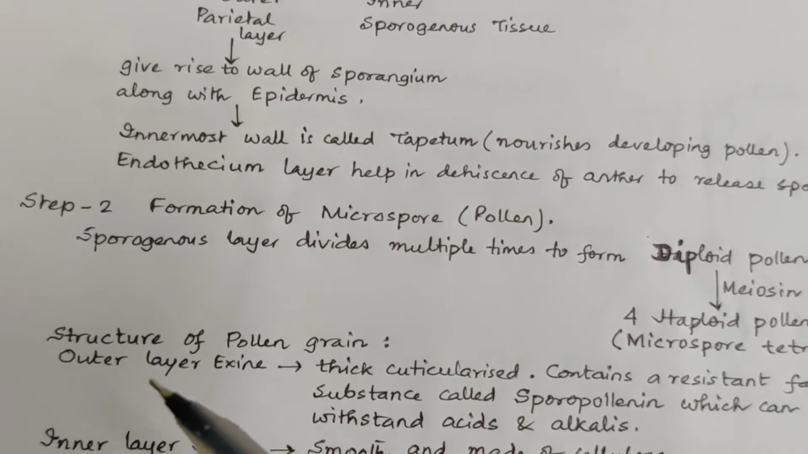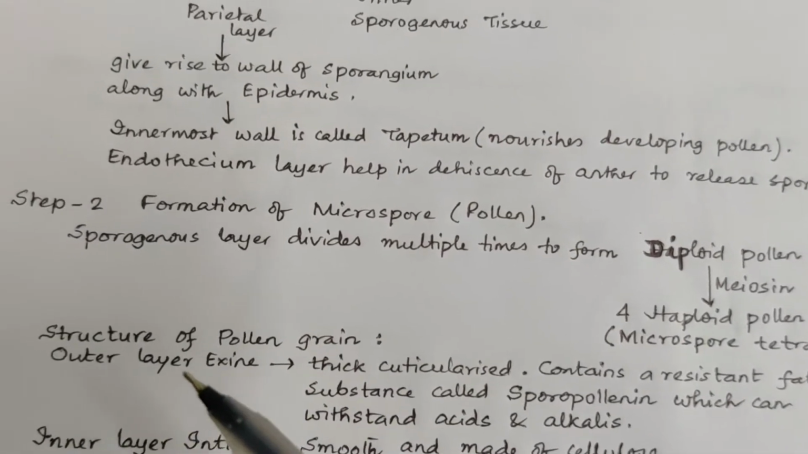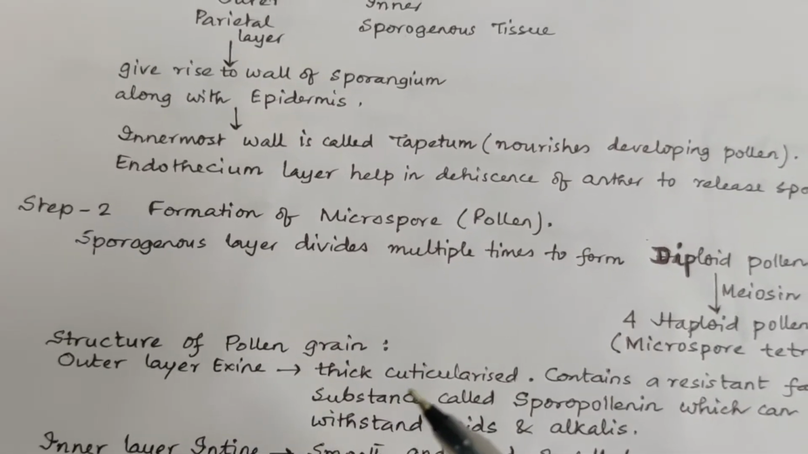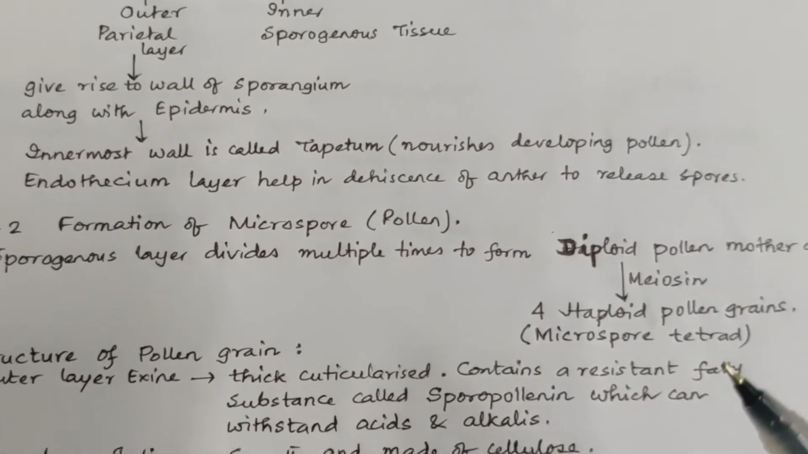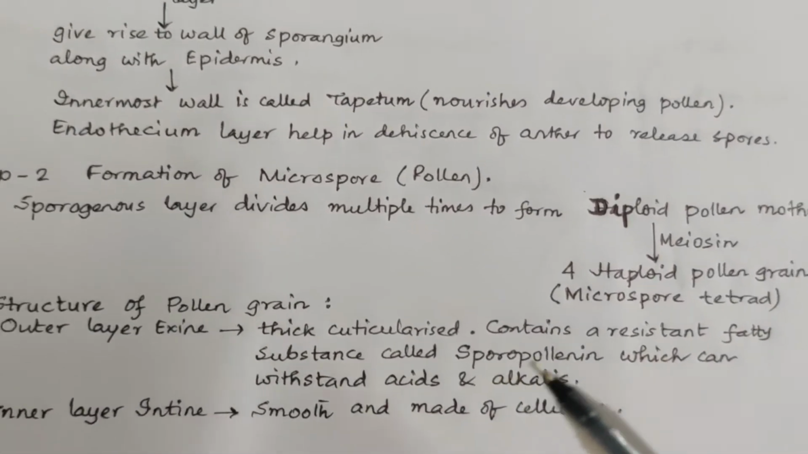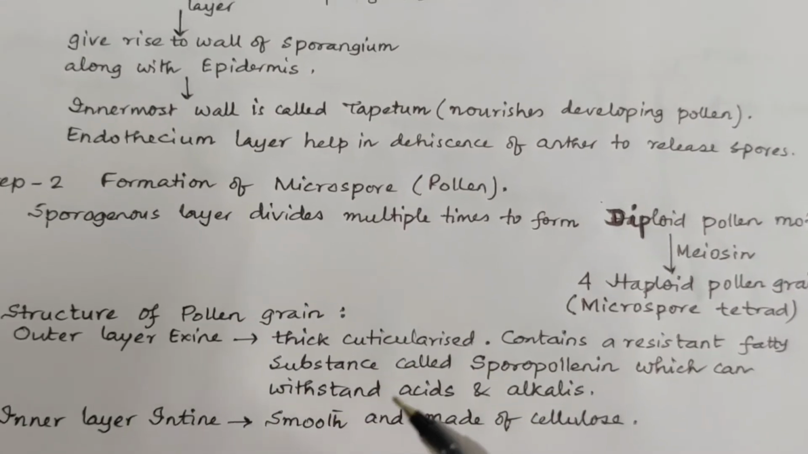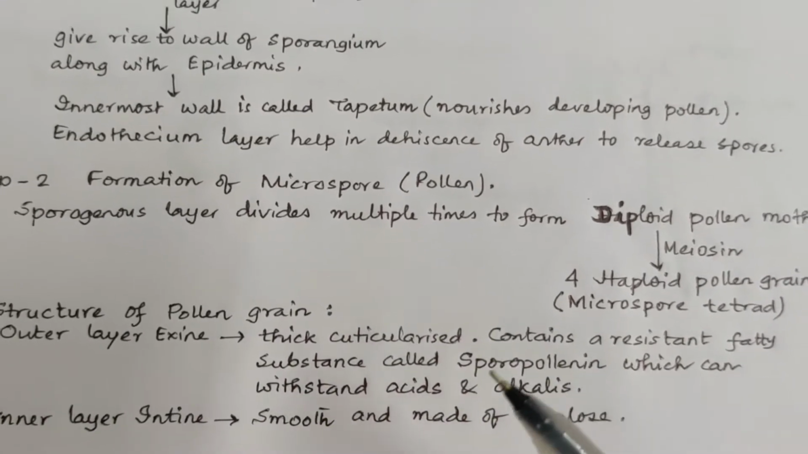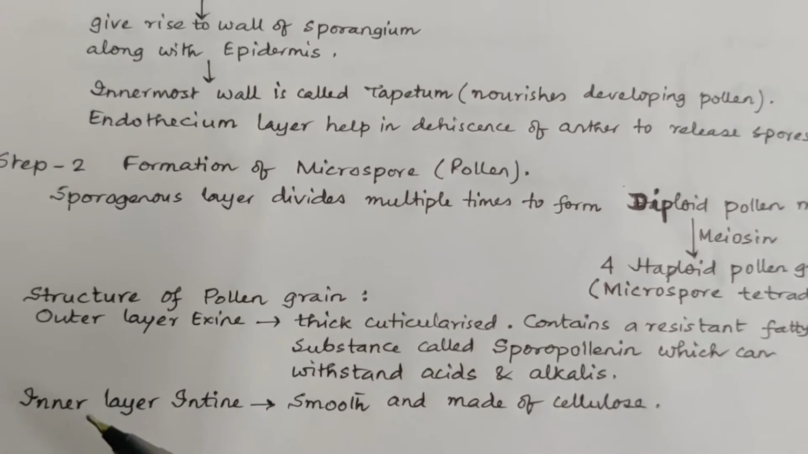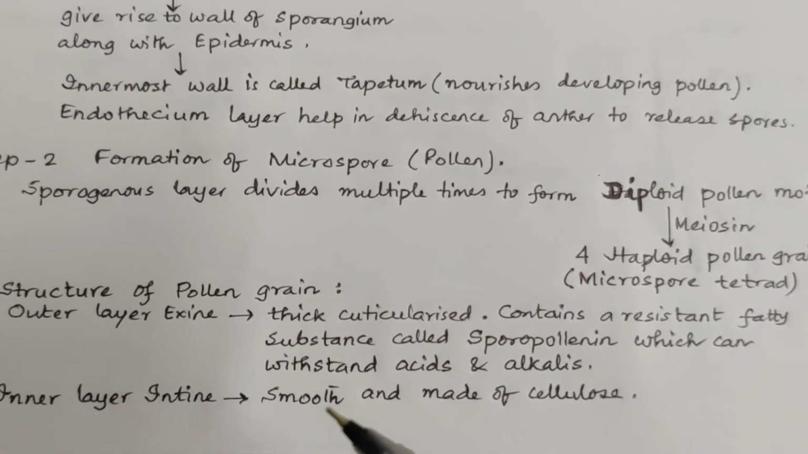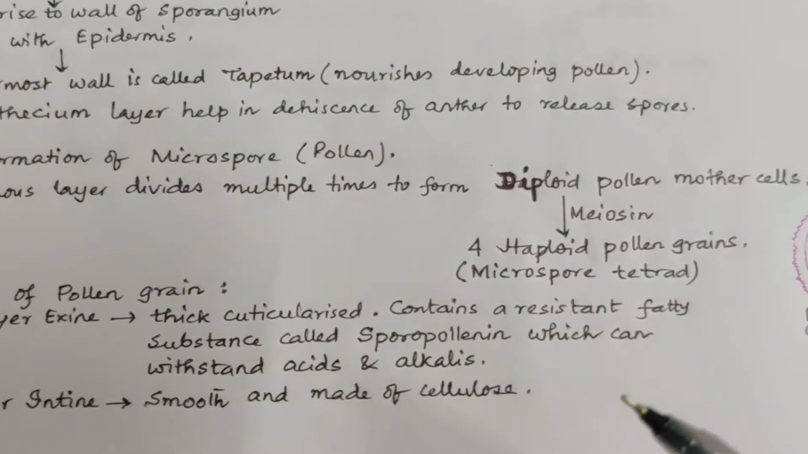The structure of pollen grain has the outer layer called exine, which is a thick cuticularized layer, contains resistant fatty substance called sporopollenin, which can withstand acids and alkalis. It is a highly resistant substance. The inner layer is called intine, it is smooth and made up of cellulose.